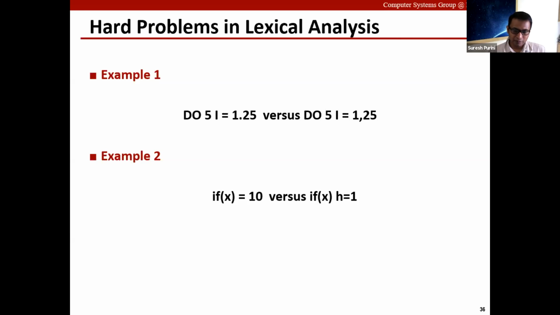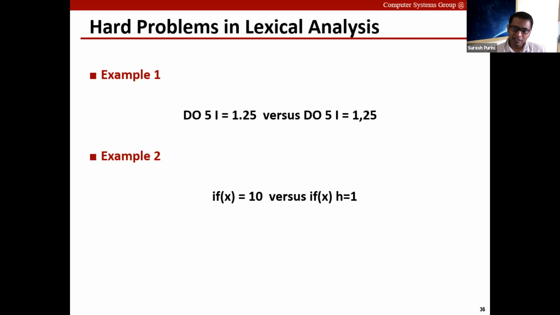Similarly, in example 2, the statement on the left hand side is an array index. IF is the name of an array, you are indexing an element with index position x, and you are assigning 10 to it. The way you tokenize it versus the way you tokenize the statement on the right hand side, where it is an if statement, is different. So again, it depends on the context. Where we have to do this context dependent tokenizing, the job of the lexical analyzer becomes difficult.